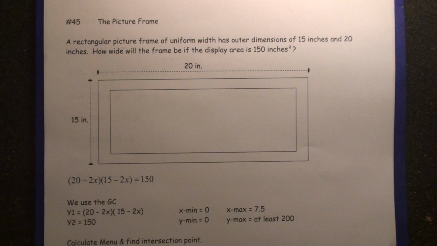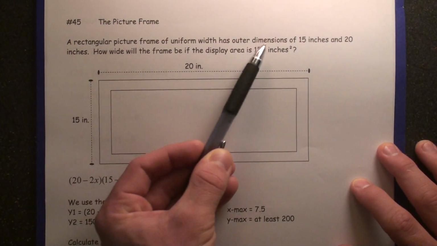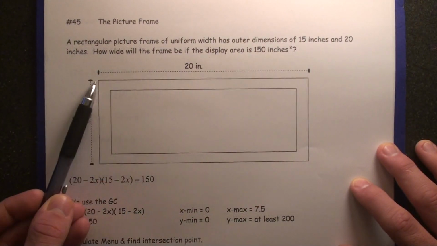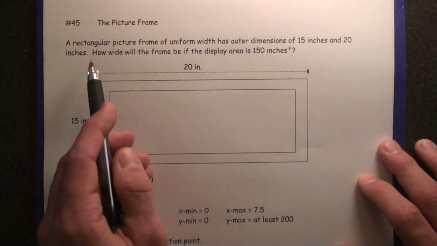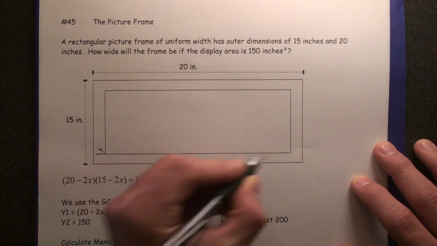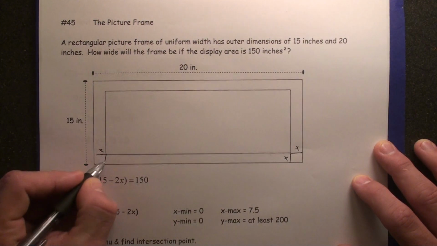In order for the display to be 150 square inches. So we have a rectangular picture frame of uniform width with these dimensions, 15 and 20 on the outer. So this would be 20 on the outside of the frame, 15 on the outside of the frame. Now what's the question asking? How wide will the frame be? Therefore, that is our variable x. So the width here is x amount.